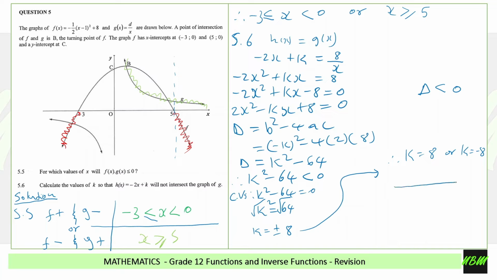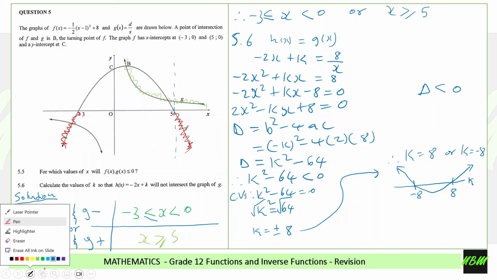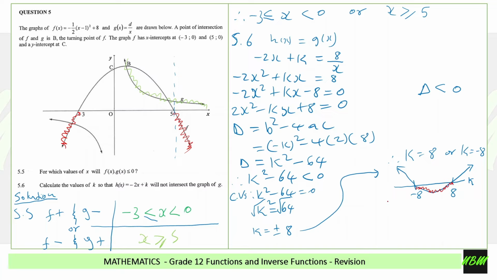Then we draw our line, with k at negative 8 and k at positive 8. Then we draw our parabola. And then from there, how is the inequality? Less than 0. Less than 0 means below the line. In this case, it will be this part of the graph, and it's just less than 0.